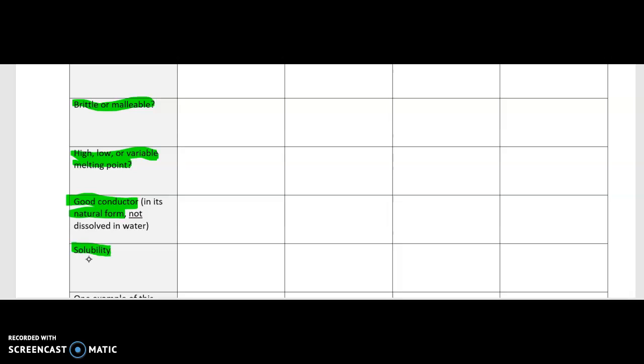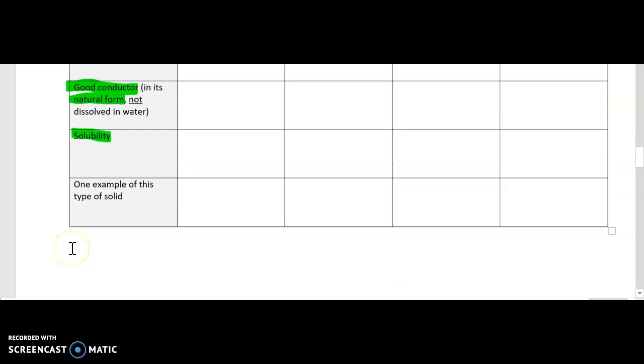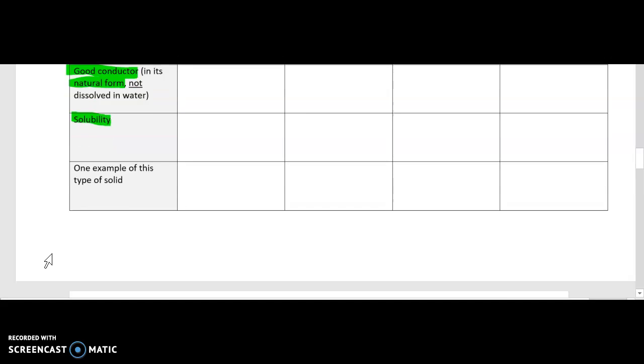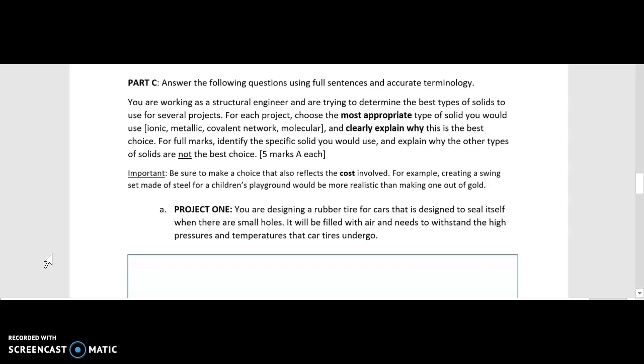Solubility, so is it soluble? And by solubility we mean in water. So is it soluble in water? Does it dissolve well, or does it not dissolve at all, or is it somewhere in between those? One example of the solid, again, straightforward, just give me one example, an actual material that falls under that category. So that's the chart.